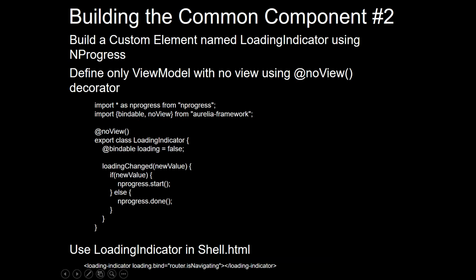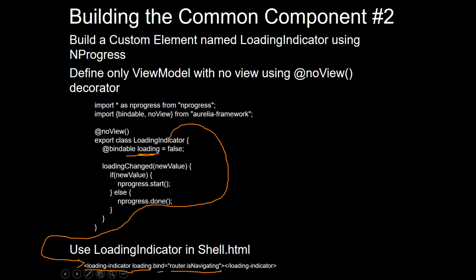Then finally, after we define the custom element, we need to use it in our shell.html. That's the ideal place to show the progress bar because that's where we are wiring the navigation bar, right? So we call it by loading-indicator. As you know, the Pascal case becomes kebab case, and then loading is the bindable property. So we say loading.bind, and we are binding it to the router.isNavigating property. This property is bound from the shell's view model.